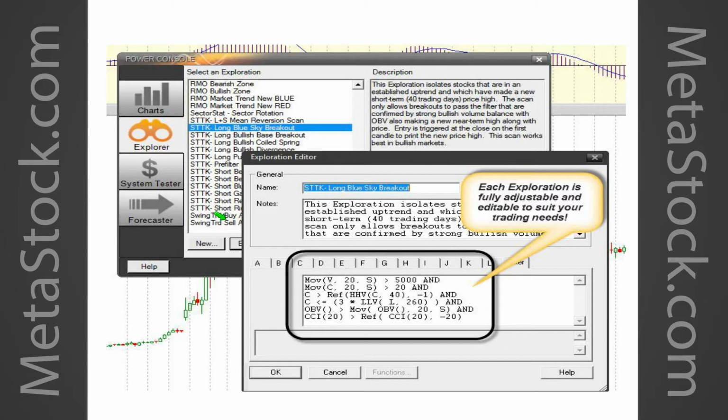And you'll also find that every one of those 13 explorations is in open code form. So you've got the full code there. If you are familiar with MetaStock code, you're able to go in and tweak those. You can adjust volume. You can adjust different parameters to fit your trading style and add on a stop loss, et cetera, that sort of thing. So fully adaptable to your style.